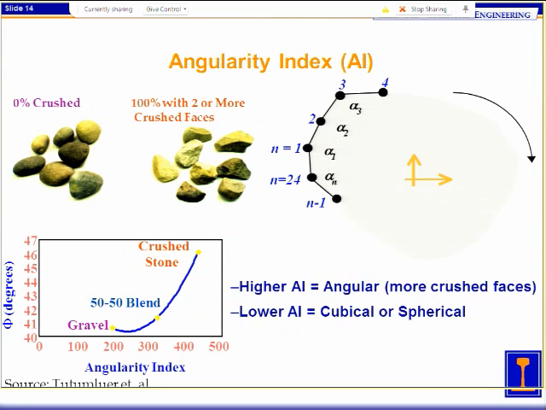Angularity index, here's a little bit more detail on that. Higher AI, more crushed faces. Lower AI, cubical or spherical. You can see some examples here. On one hand, you've got something like a river gravel, I believe, or pit run, very rounded from erosion. On the other hand, here you have ones with crushed faces and they're much more angular.